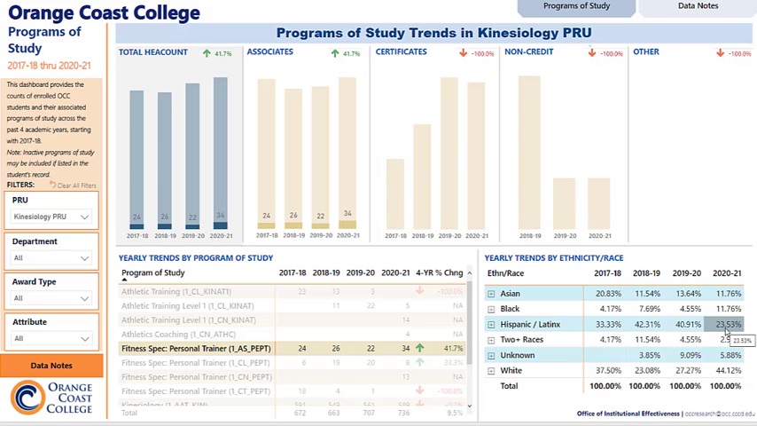The yearly trends by ethnicity and race table was created to show instructors the students that they are serving in terms of race and ethnic group. It's also here to show the trends in their courses over the last 4 years to see if there are any groups that are decreasing in size in terms of the population for their courses as well.